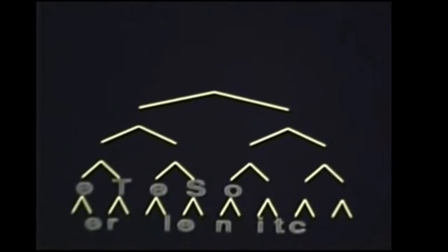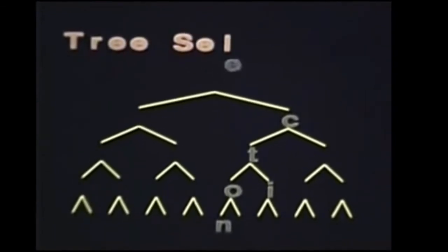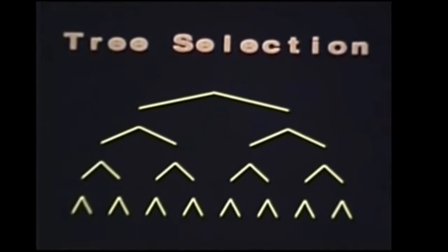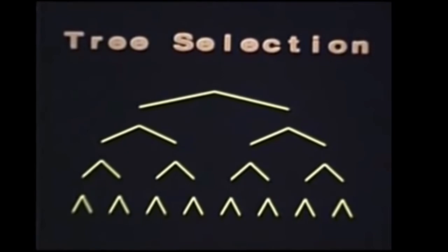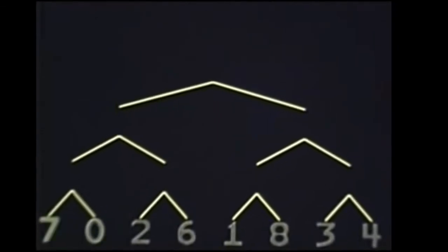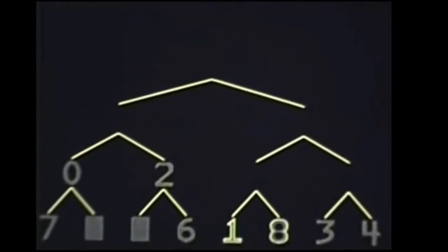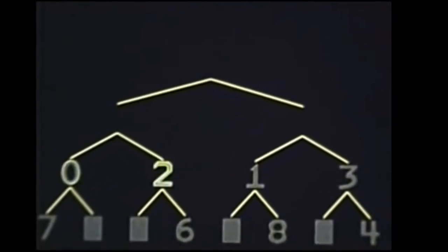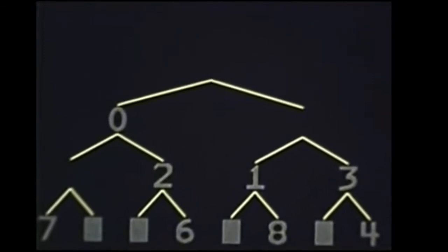To speed up the selection sort, we organize the data into a tree and apply a technique known as tree selection. Tree selection first compares pairs of items at the bottom level, selects the smaller of each pair, and promotes it to the next level. We now compare two items that have been promoted and select the smaller of the pair.